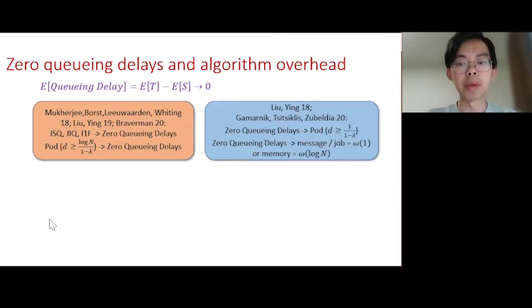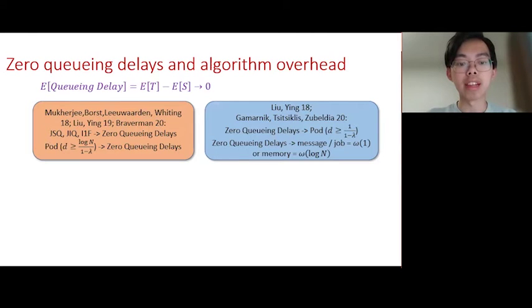However, there are also some impossibility results. First, for power of d, if the sample ratio d is less than 1 over (1 minus lambda), then the queuing delay is non-negligible. A more general result shows that for a class of load balancing algorithms, achieving zero queuing delays requires either the message rate is omega(1) or the memory size is omega(log n).